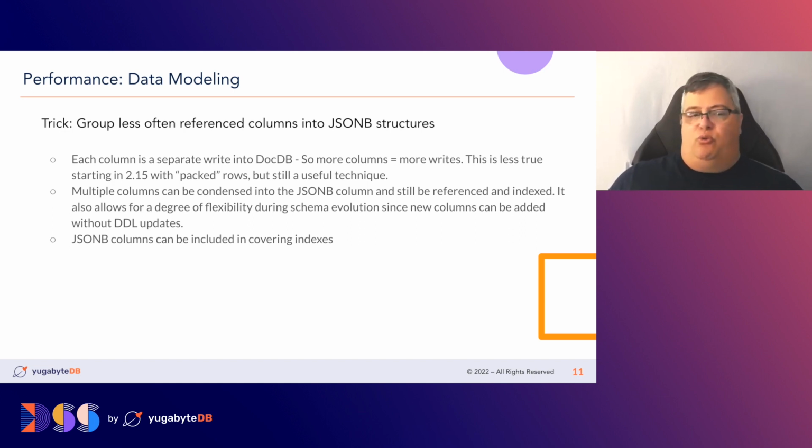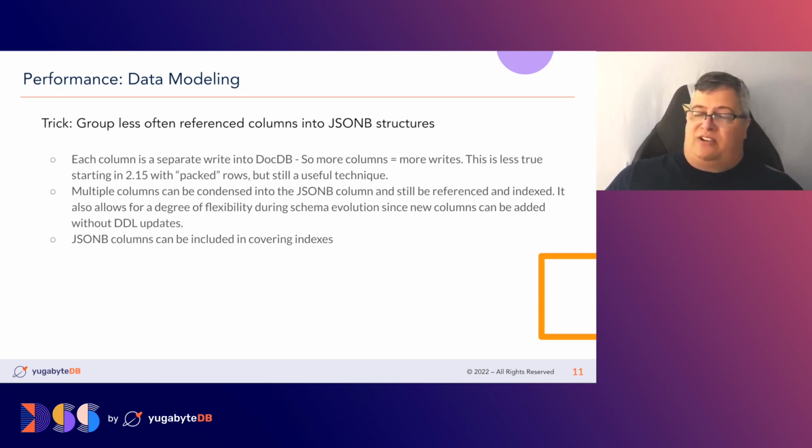So this is less true starting in 2.15 with packed rows, and I'll talk about that in a future slide, but this is still a useful technique. The other thing is that JSON-B column attributes can actually be indexed, so you don't lose the flexibility in creating indexes on these columns. And it also allows for a degree of flexibility during schema evolution.